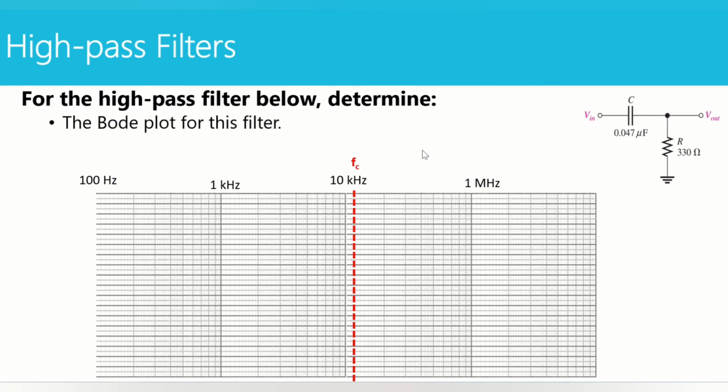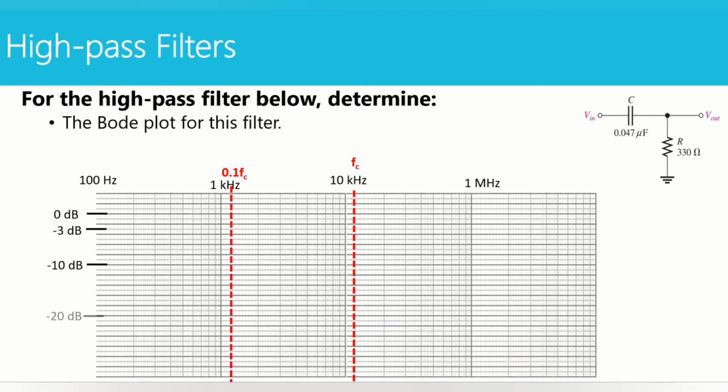There's my critical frequency, 10.26 kilohertz. And this time, since we're doing a Bode plot for a high pass filter, instead of doing 10 times FC, we're going to do 10% of FC, or 0.1 times FC. So our second line is going to occur at 10% of the critical frequency because we're drawing a Bode plot for a high pass filter, and our curve is going to look different than the curve for the low pass filter.